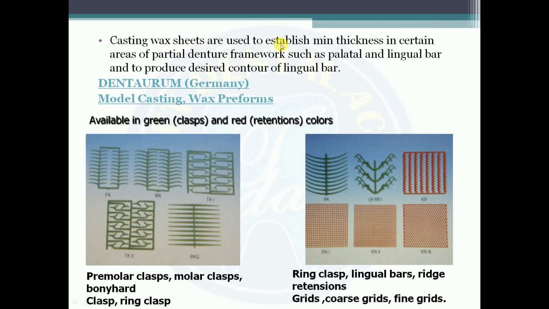Casting wax sheets are used to establish minimum thickness in certain areas of partial denture framework, such as in the palatal and the lingual bar, and produce desired contour of the lingual bar. Dentaurum by Germany, model casting wax preforms, are available in the green clasp and the red retention colors. So basically these are used in the premolar clasp, molar clasp, bony hard clasp, and the ring clasp. The red one is used in the ring clasp, lingual bars, ridge retention grids, coarse grids, and the fine grids.